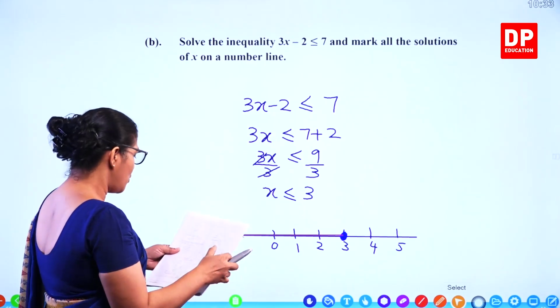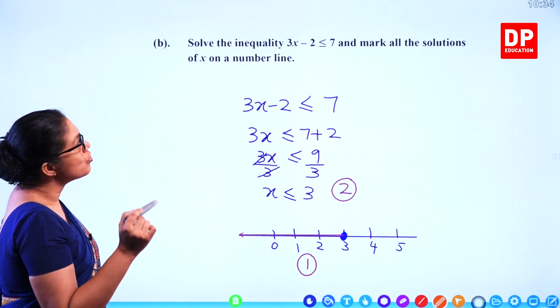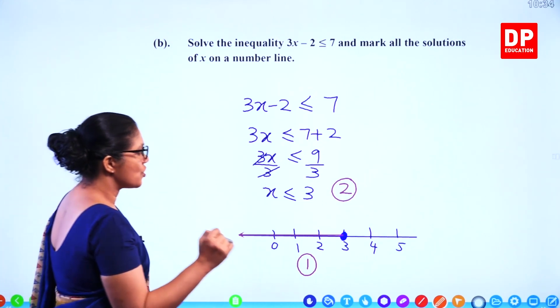So how many marks? You get 3 marks there, 2 marks for solving this inequality and 1 mark for showing it on a number line. So altogether 10 marks for this question.